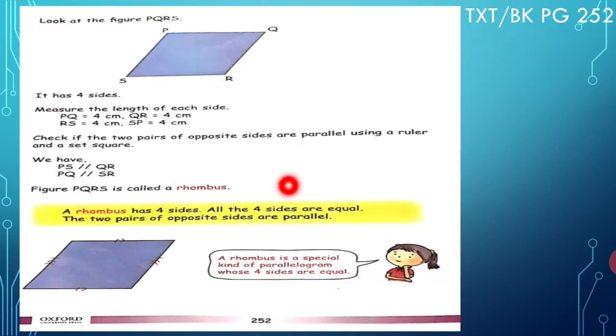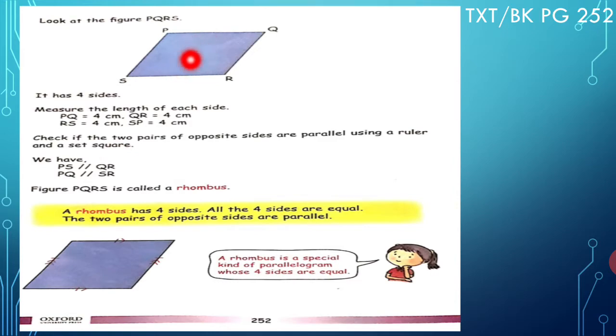Here is textbook page 252, students. Look at the figure PQRS. This figure also has four sides. Measure the length of each side. You will come to know that PQ is equal to 4 centimeters, QR is equal to 4 centimeters, RS is equal to 4 centimeters, and SP too. Hence, each and every side of this figure is equal to 4 centimeters. Check if the two pairs of opposite sides are parallel using a ruler and a set square.